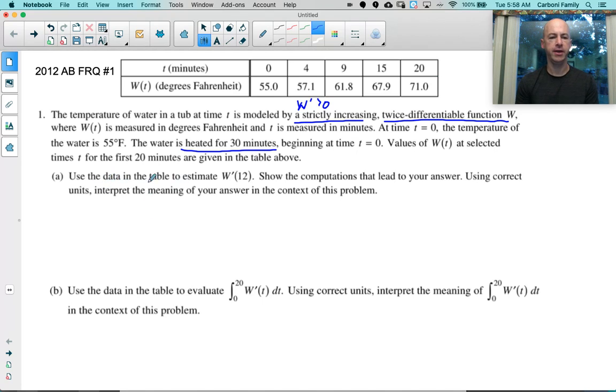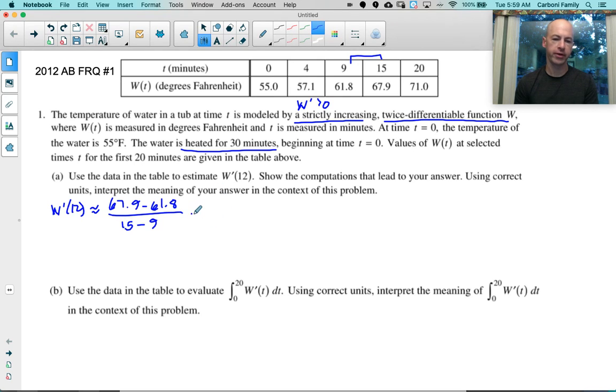Okay, so question A, use the data in the table to estimate W prime of 12. And so W prime means the slope at 12. And the only way we can approximate that here is to find the slope from 9 to 15. So W prime of 12 would be approximately, and when you're estimating derivative values in this manner, you must write down the difference quotient, 67.9 minus 61.8 over 15 minus 9. Whoops, not 15.9, over 15 minus 9.